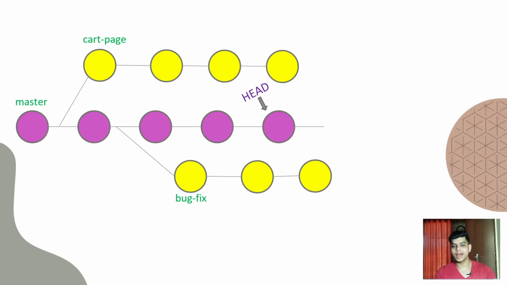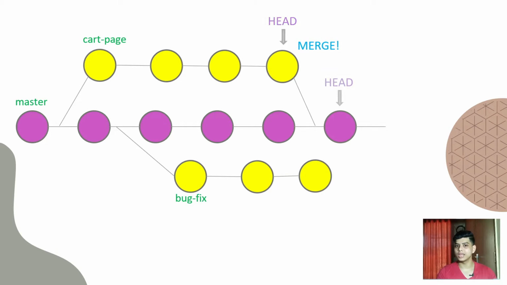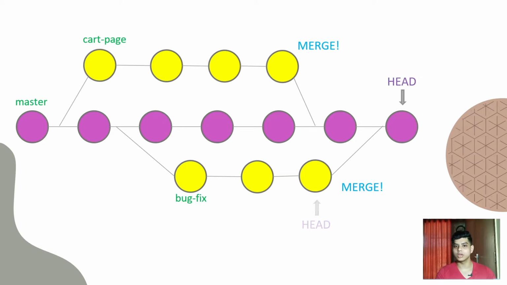Now let's say I want to move to cart page again. I want to visit that code. I can go over there, I can see, and I think it's a good time to merge now. So I can merge it, and my head will be updated to the latest commit over here. Similarly for the bug fix, let's go to the bug fix branch. So I moved my head over there. Now it's time to merge. So I merged it, and my head will be updated on that.